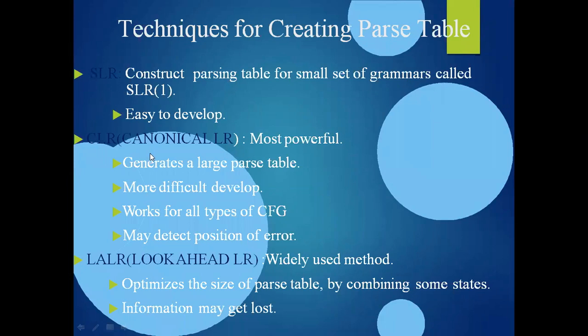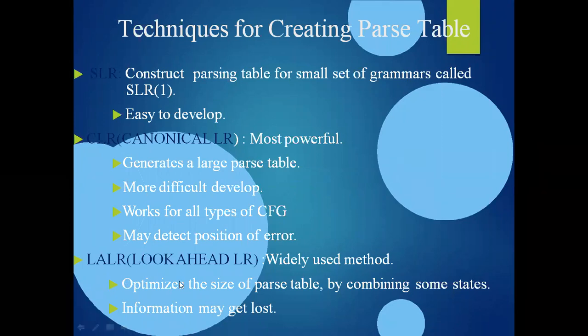And CLR is nothing but canonical LR. Among these three parsing techniques under LR parsing, this is the most powerful parser. That means it generates a large parse table and is more difficult to develop. This type of parsing technique works for all types of context-free grammars, and by using it we can detect the position of the error. That means if you get any syntactical errors, we can easily detect them with such parsing techniques, right?